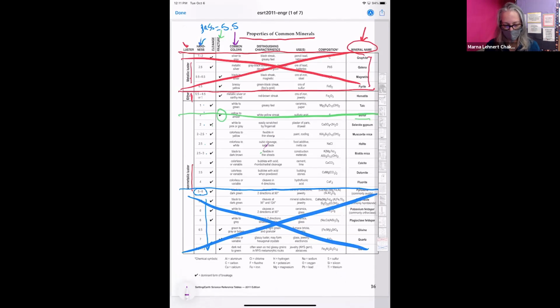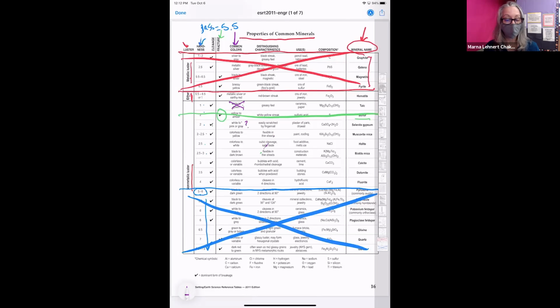And then if we look at the color, a lot of these colors, it could be white to green, maybe. I don't think so though. It doesn't really look green and it doesn't really look white. So I'm going to cross that one out because I don't think that could be it. White to pink or gray? Maybe. Pinkish grayish? Maybe. I'll put a question mark there, okay?